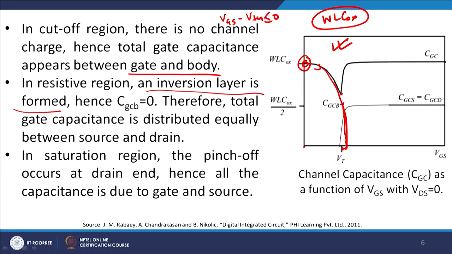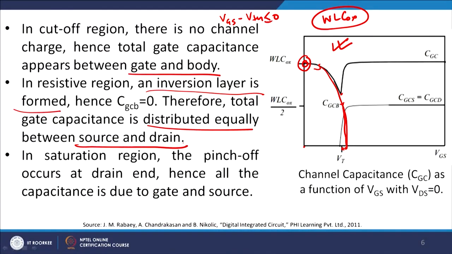Now as it falls to 0, the capacitance is taken care of by the source and drain, and therefore the total gate capacitance, assuming that there is no potential applied, is equally distributed between source and drain, and therefore they become equal. So I get WLCOX by 2. I had initially WLCOX, now I get WLCOX by 2 at what point? At VT, just above VT, I get WLCOX by 2 here. So it was initially 0, there was no contribution of CGCS or CGCD here, but exactly at the threshold voltage there is a contribution.